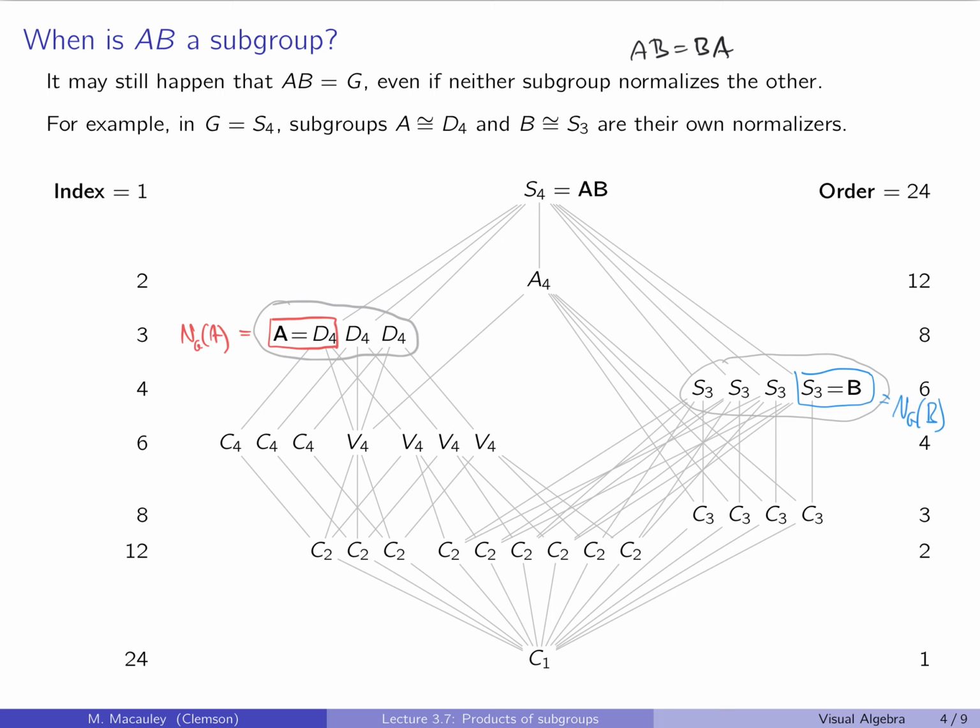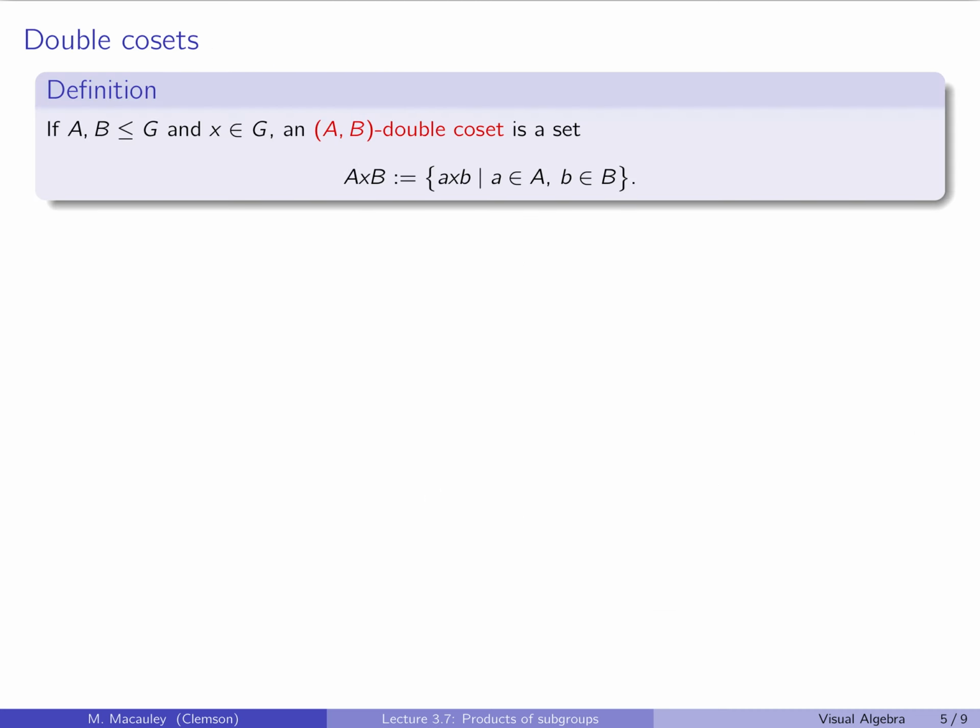We'll come back to this example before the end of the lecture and understand why this is true without having to actually check this by multiplying out all of the elements. And the key to doing that is with the following definition. If A and B are subgroups of G and X is some element, then an AB double coset is a set of the following form.